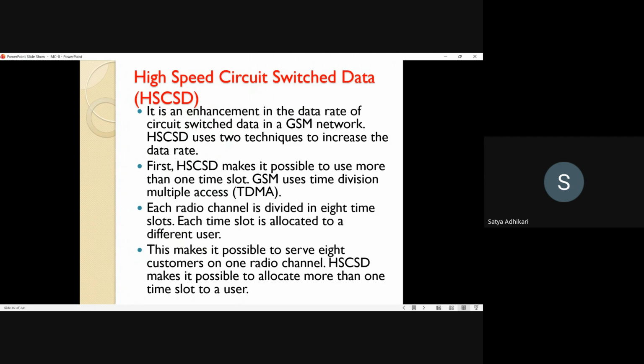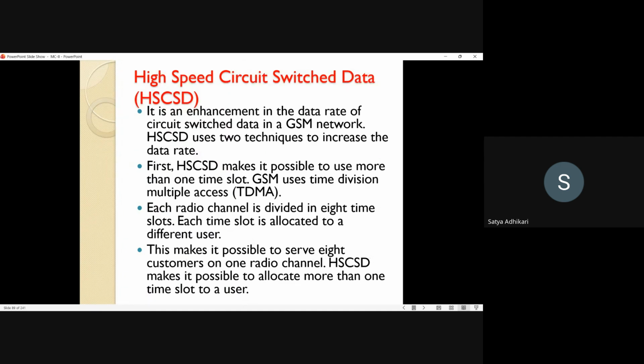The first one makes it possible to use more than one time slot. GSM uses time division multiple access, TDMA. So you know that there are different types of technology used for multiplexing. TDMA is one of them. FDMA, TDMA, we discussed in the last classes. So each radio channel is divided into 8 time slots. Each time slot is allocated to a different user.